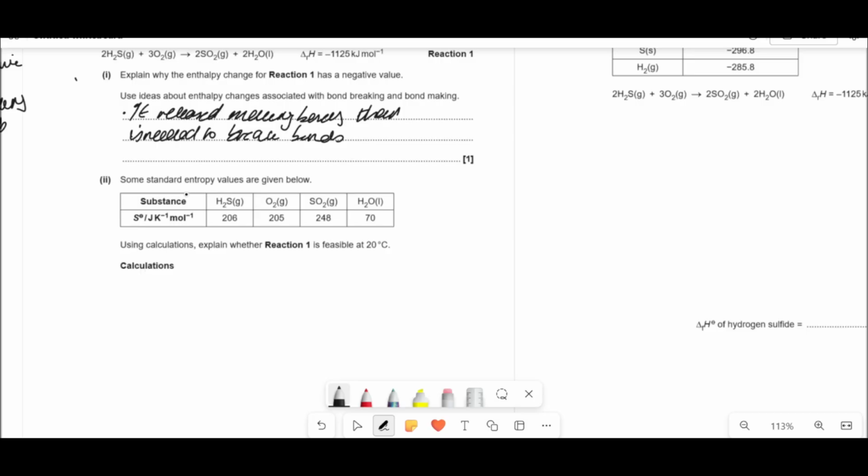Some standard entropy changes are given below. Using calculations, explain whether reaction 1 is feasible at 20 degrees Celsius. So delta G is what we're going to use, and that is equal to delta H minus T delta S. So list out what you have so far.